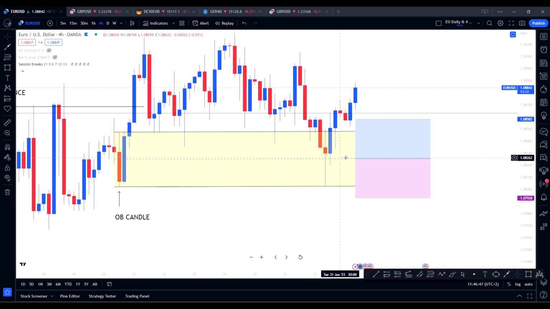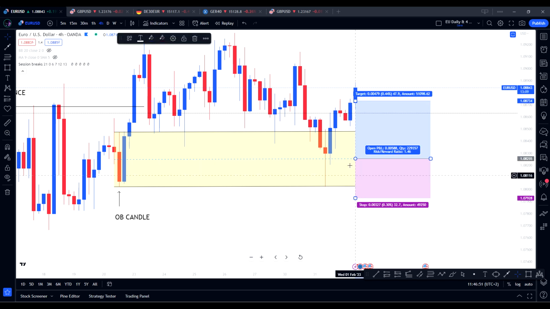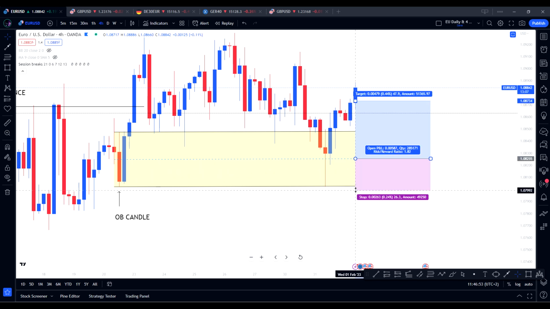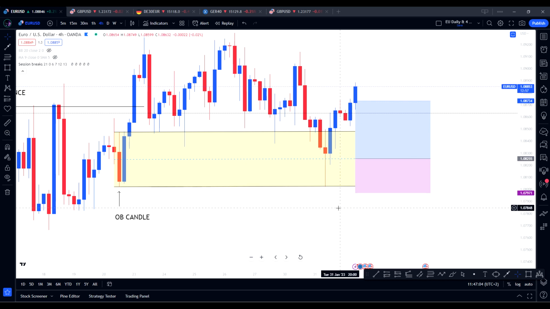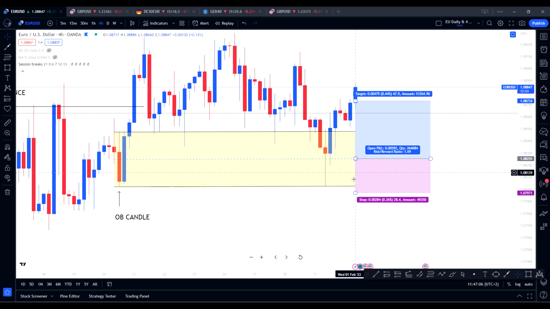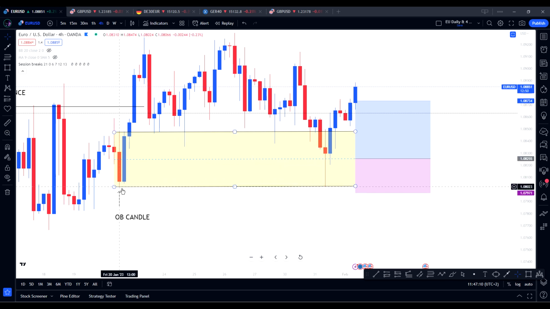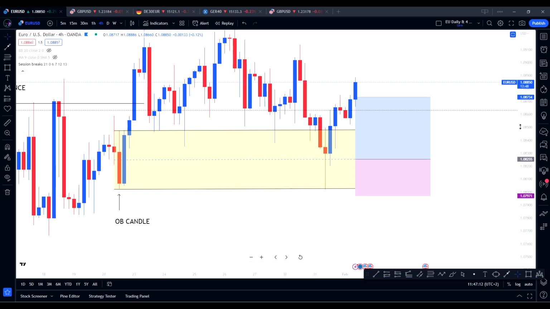We saw price retrace and enter into my long position. What I would then do is I would place my stop loss a couple of pips below the bottommost wick of the order block candle itself. Once I have established that, and this is all predetermined, guys, so I already know where my stop loss is once I have my order block candle. And I also already know where my target is.